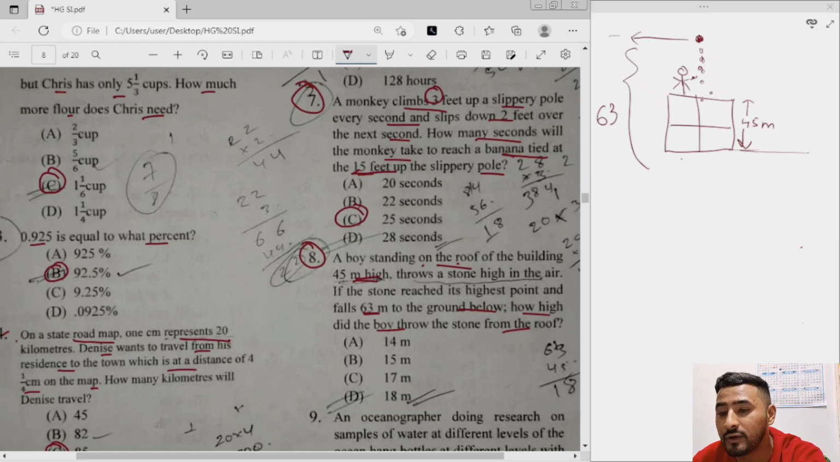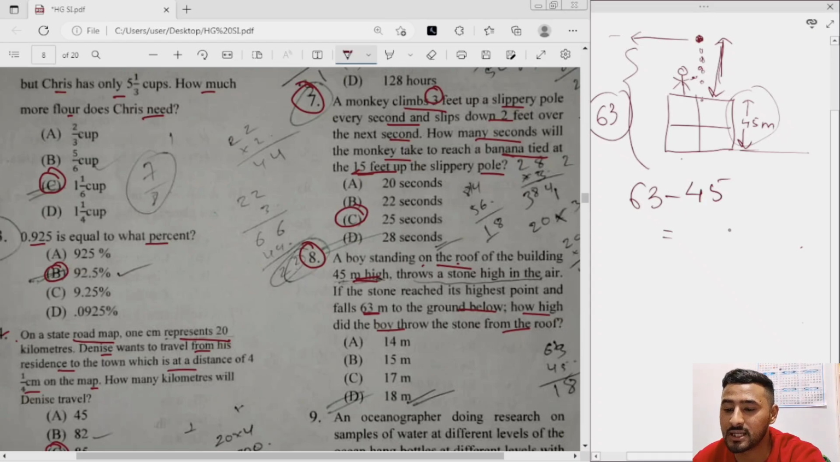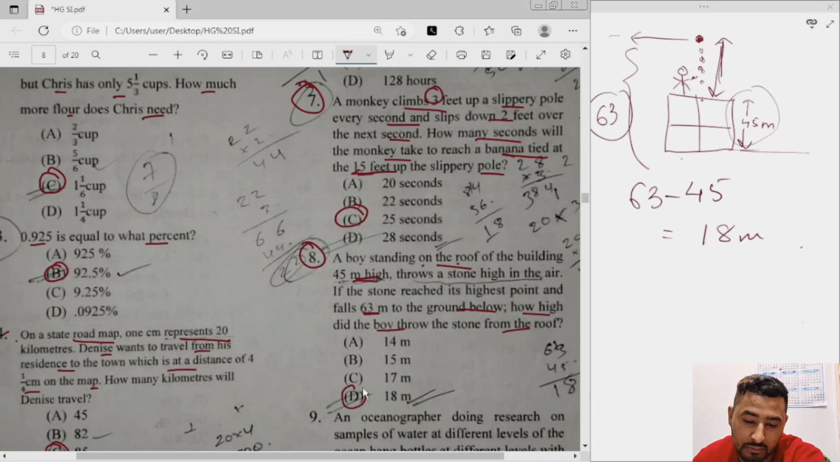Now if this is the roof, how much height? We need to find this height. How will you find it? If you get this height, you will get the height to which the boy has thrown the stone in the air. You have the 63 from the ground and the height of the building is this one. So just subtract these two, and you'll get the answer. Once you subtract, 13 minus 5 is 8 and 5 minus 1 is 4, so 18 meters. So the answer will be option D.